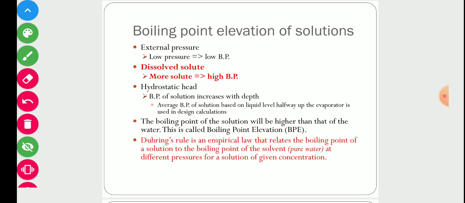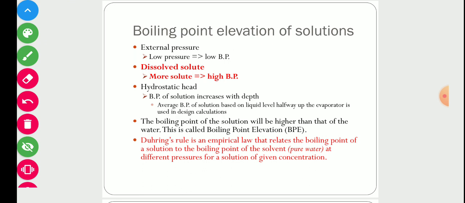For example, if we take water, it boils at 100 degrees centigrade at 1 atmospheric pressure, but if we increase the pressure to 2 atmospheres, then it will not boil at 100 degrees centigrade, but it will boil at some higher temperature. Let's say, for example, it will boil at 110 degrees centigrade. So by increasing pressure, we can increase the boiling point.